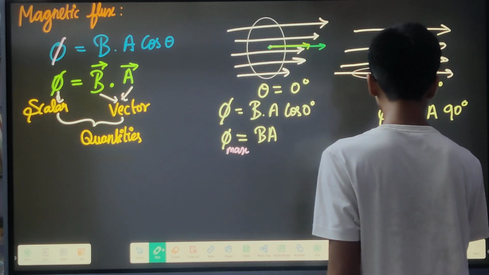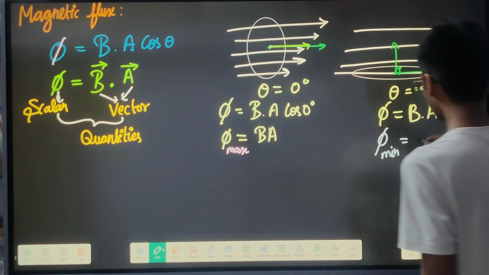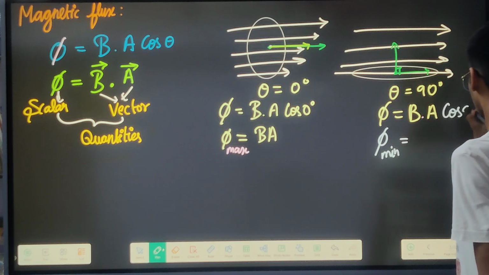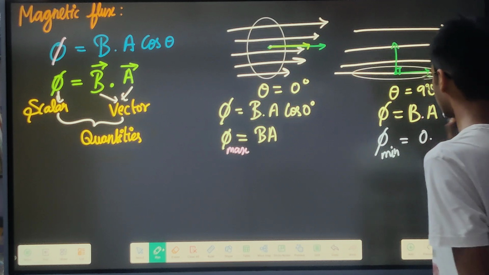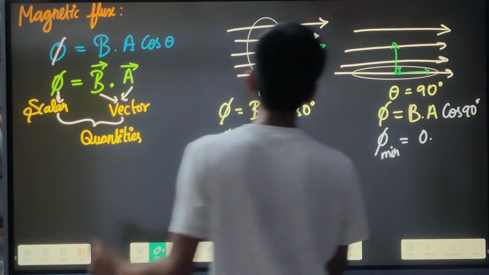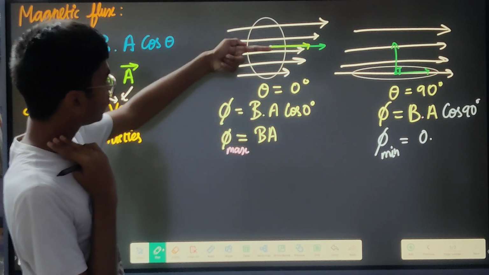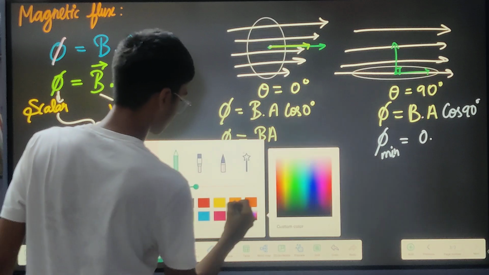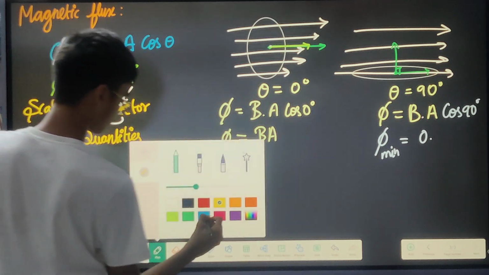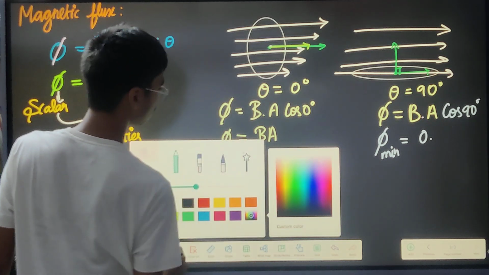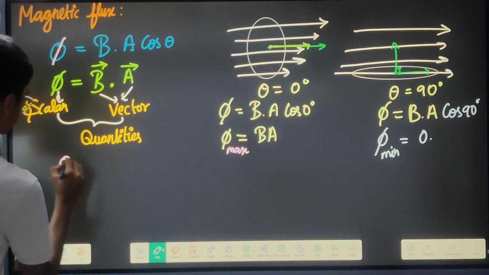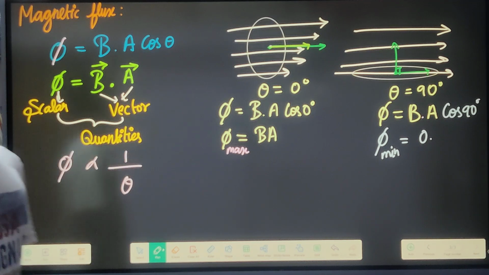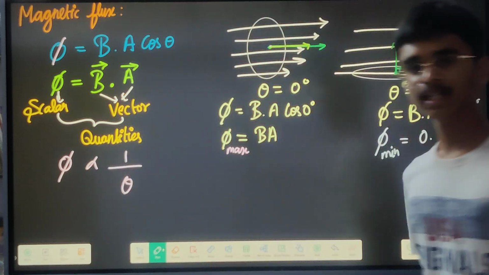So flux minimum is going to be here. What is it? It is cos 90 degrees, which is equal to 0. Also, a very important relationship: flux is inversely proportional to theta. So flux is inversely proportional to theta. That's it.